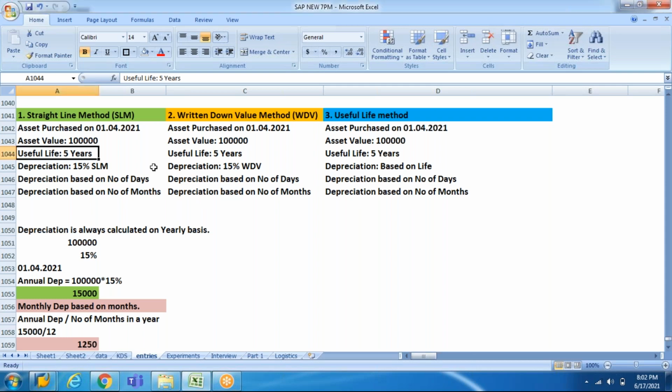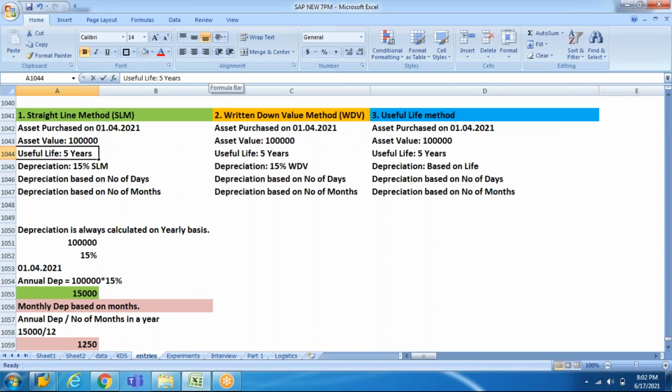All right. Any other questions in this SLM before we proceed to the WDV method? If no questions, let me proceed to the WDV method. This is only the rough calculation that I'm showing. After this, we will take one Excel sheet, so we'll take a table and calculate in a neat format where you will understand clearly. This is only for understanding purposes, just to get an idea.